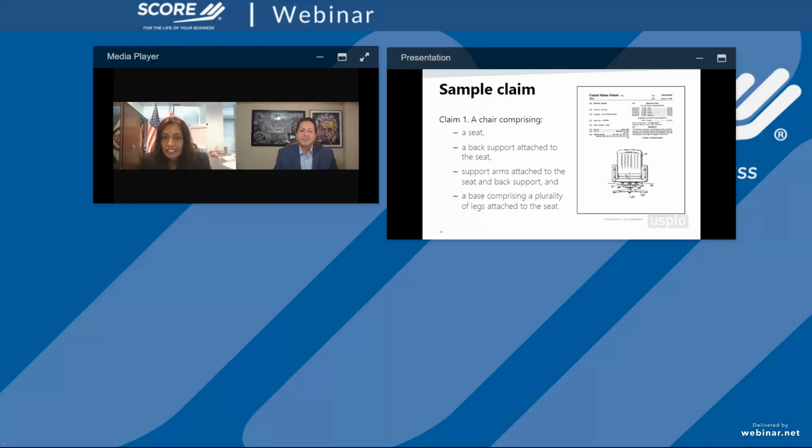So here, this patent on the right has to do with a chair. If you look at the claims and you open the patent, a couple of pages in, you'll see claim 1: a chair comprising a seat and a back support attached to the seat, support arms attached to the seat and back support, and a base comprising a plurality of legs attached to the seat. Now, this sounds like sort of technical language.